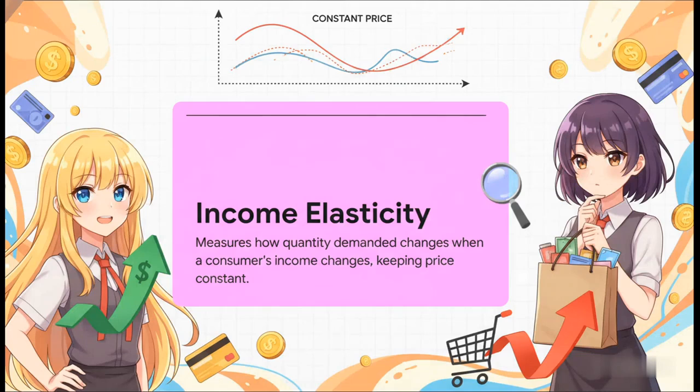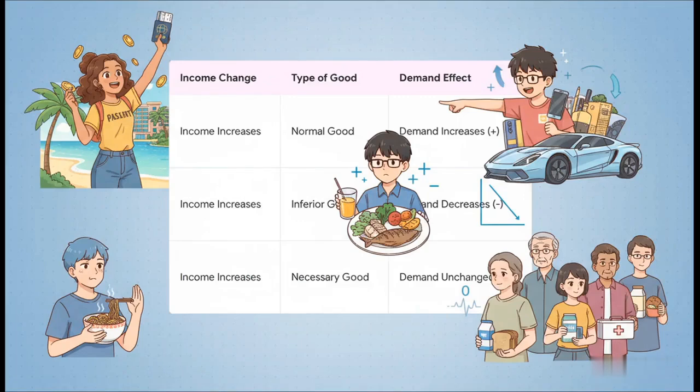Okay, income elasticity. This is all about what happens to your demand for something when your income changes. You get a raise or maybe your hours get cut, but the price of the actual good stays exactly the same. This table lays it out beautifully. So if your income goes up for what we call a normal good, think like a nice vacation, your demand for it also goes up. Makes perfect sense. But for an inferior good, say instant noodles, getting a raise might actually mean you buy less of it because now you can afford something better.